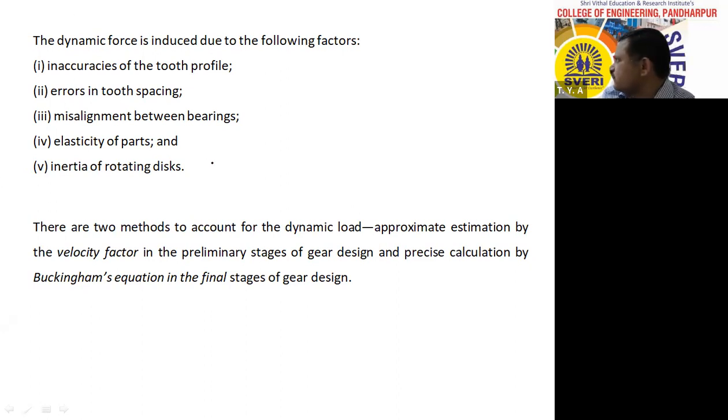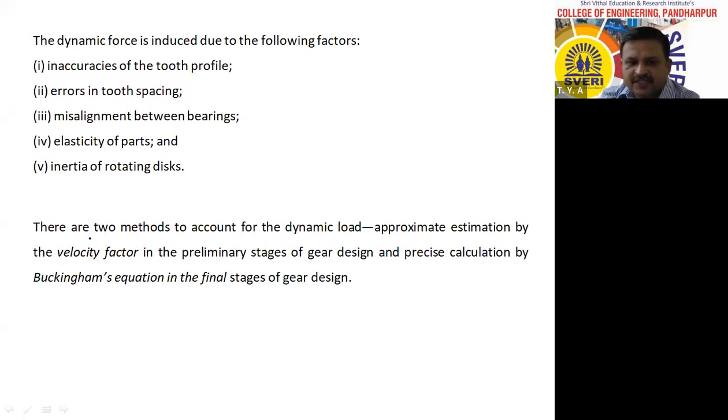Next is errors in tooth spacing. What is tooth space? The space between the two gear teeth is known as tooth space. Not toothpaste, okay? Now they say Colgate toothpaste. Tooth space. Next is misalignment between bearings. Then fourth is elasticity of parts. And fifth is inertia of rotating disc. Therefore, these 5 causes are there because of which dynamic force is going to exist.